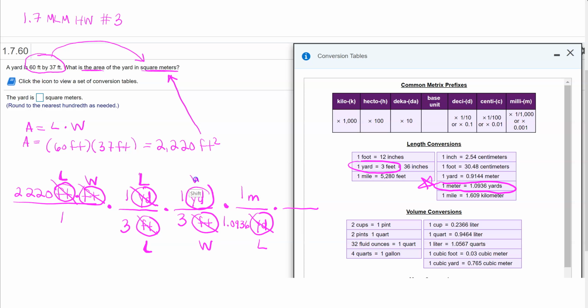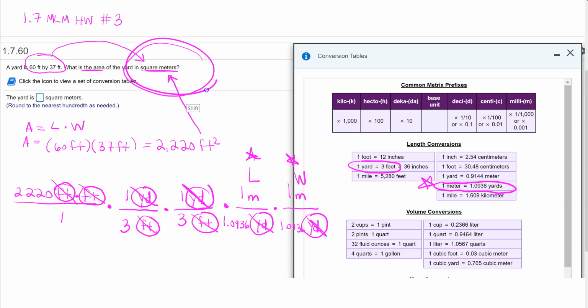I'll repeat the same thing for my width. Yards are in the numerator, so I'll put yards in the denominator for my width. And again, 1.0936 yards cashes in for 1 meter. So my yards will cancel out, and now my length is in meters and my width is in meters. When I multiply length times width, I'm going to be multiplying meters times meters, which would be square meters, which is my goal.